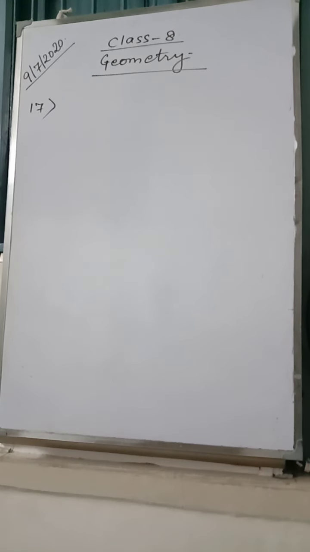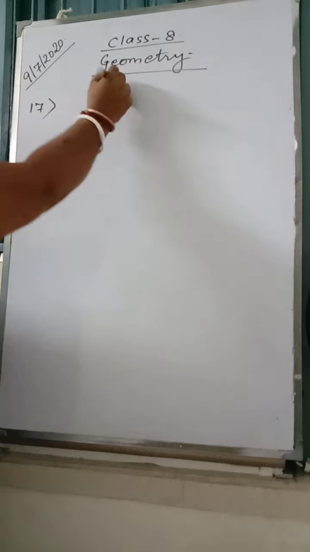Look at question number 17. Here it says the perimeter of a square whose side is 11 centimeter is equal to the circumference of a circle. Find the area of the circle. It's exercise 18a.